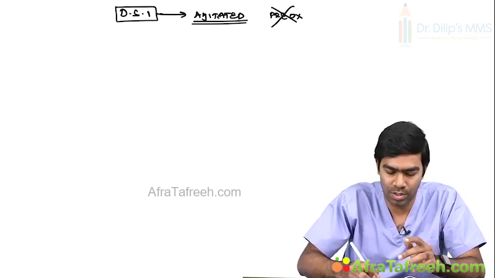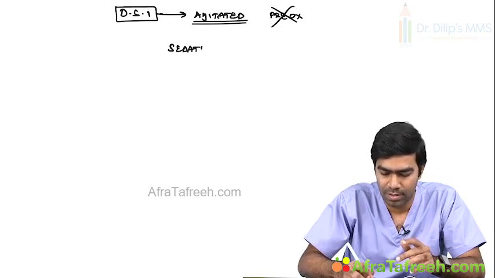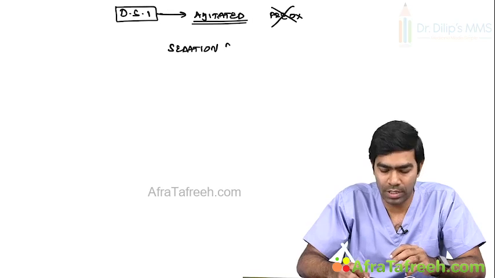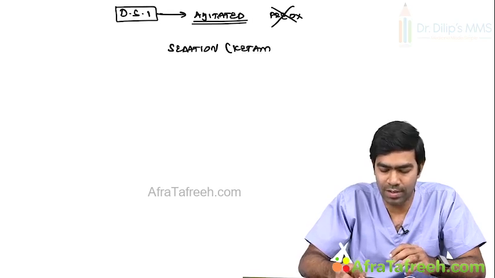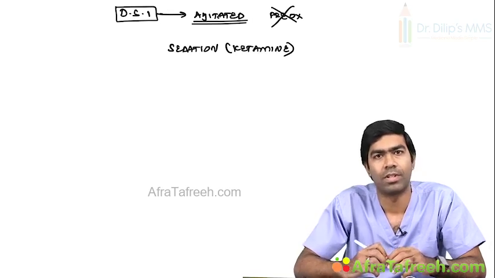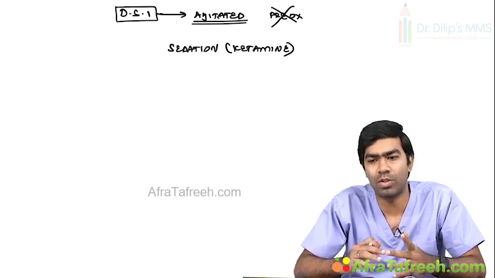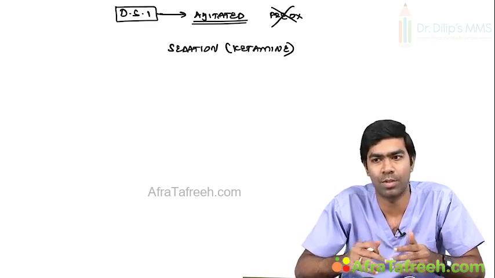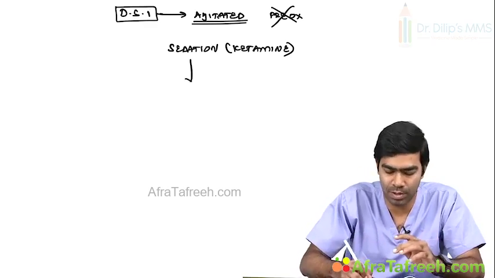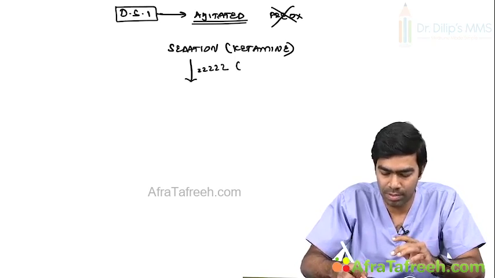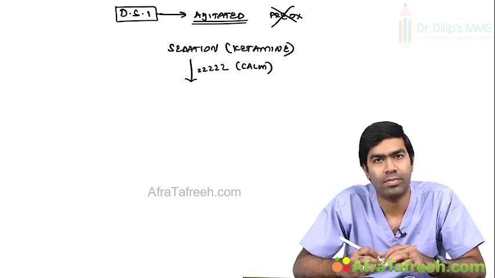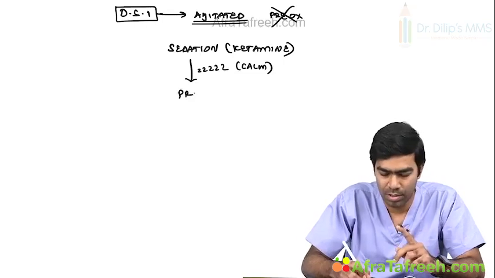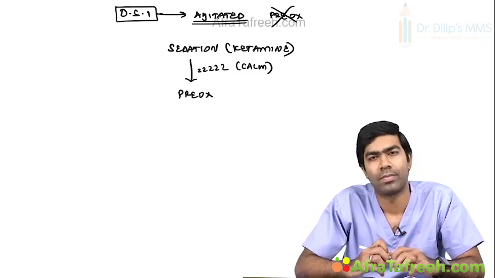So what I'm going to do is sedate the patient first. Clear? With a dissociative anesthetic like ketamine. If they ask you the dissociative dose of ketamine, it is 1 to 1.5 milligram per kilogram. You give ketamine, sedate the patient, which means now the patient will sleep and you are calming down the patient. Once the patient is calmed down, you do the pre-ox now.